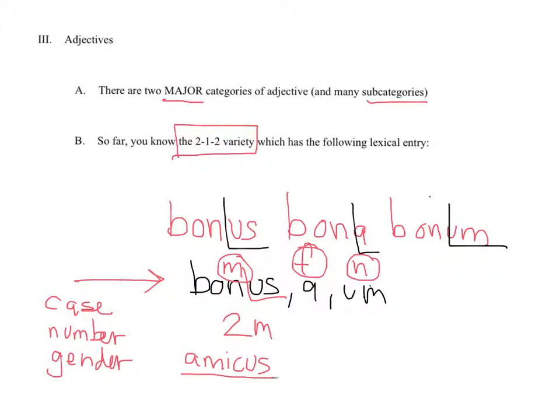Bonus happens to be just like a second declension noun, amicus. Bona happens to be just like a first declension feminine noun, like puella, and it's declined exactly the same as puella. And then bonum happens to be declined exactly the same as a second declension neuter noun. You saw that briefly in this podcast in the example given above of donum.